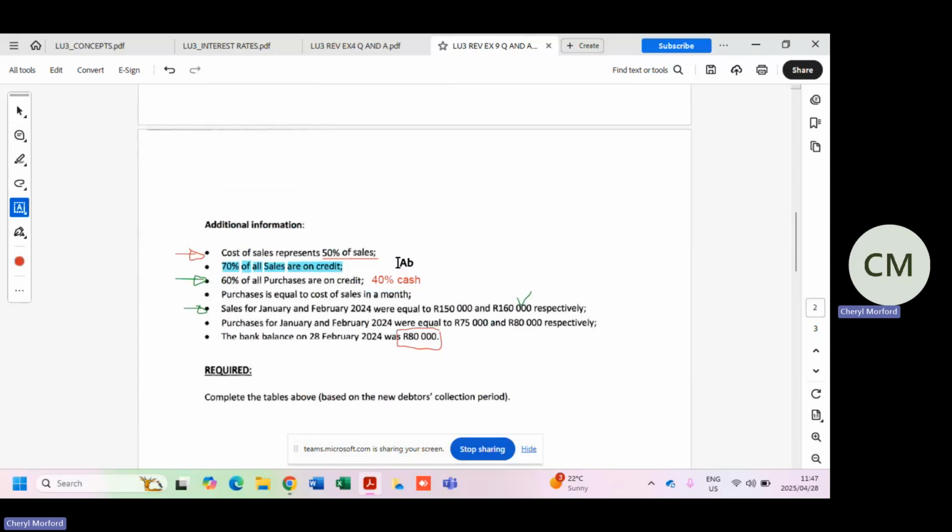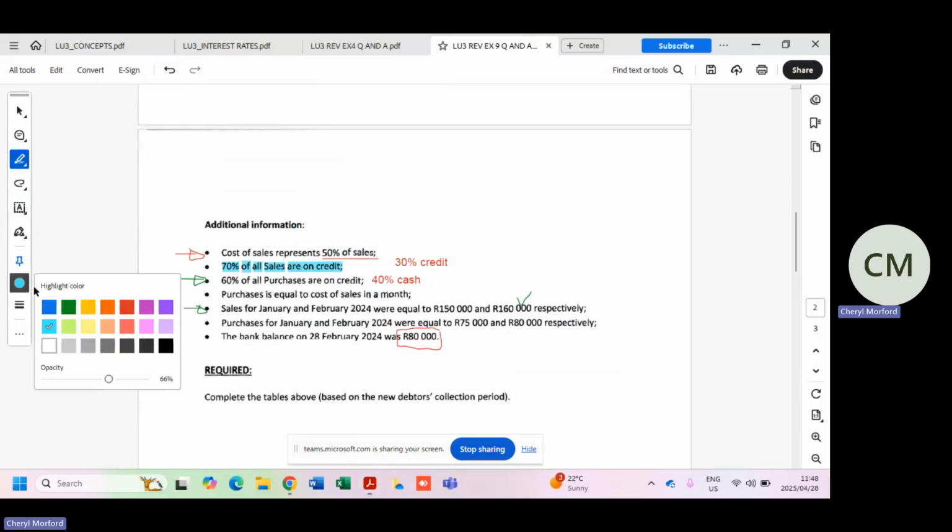And let me just try and get that back in there. 30% credit for the sales. But be careful here. We don't have the amount of purchases. So we need to read the question to see what we're going to use. It's all here. See this. It says purchases is equal to cost of sales in a month. And as we already saw in the first bullet, your cost of sales is 50% of your sales.